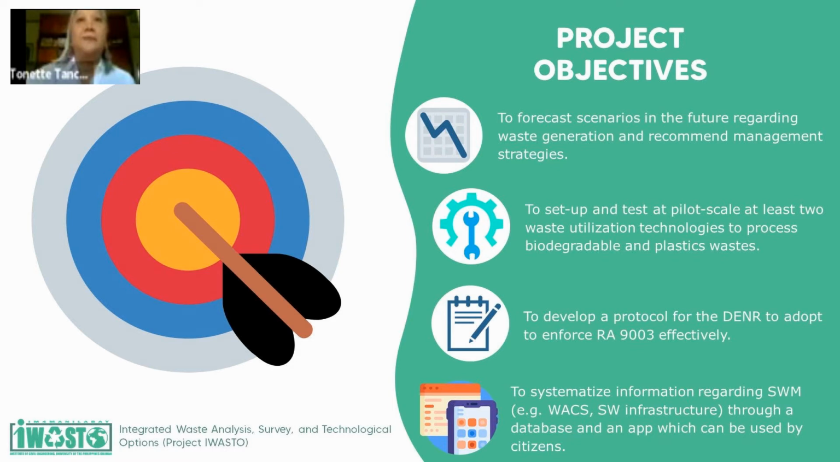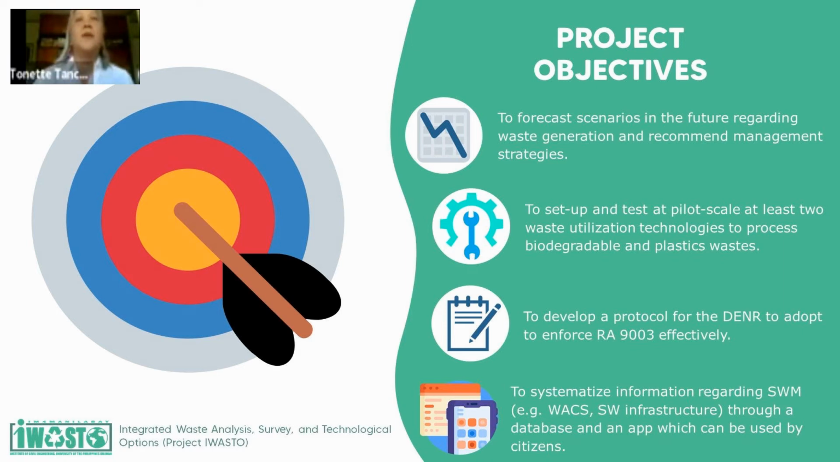And then we'd also like to test on a pilot scale at least 2 waste utilization technologies to process biodegradable and plastic waste. From many WACS studies, we see that there's a big component in our waste which is composed of biodegradables, the nabubulok. So these are the kitchen waste, the food waste, even yard waste. That's almost 50%. So we have to deal with that because they shouldn't be ending up in disposal sites.